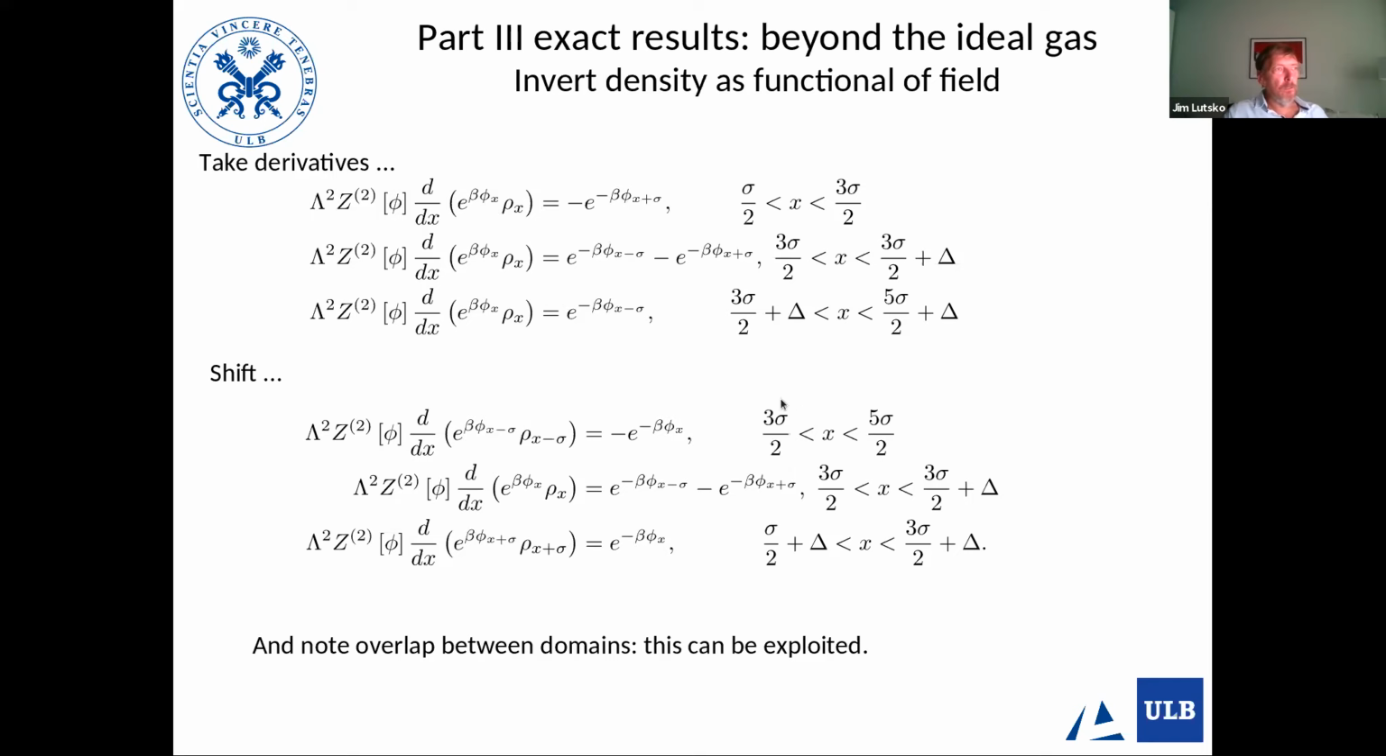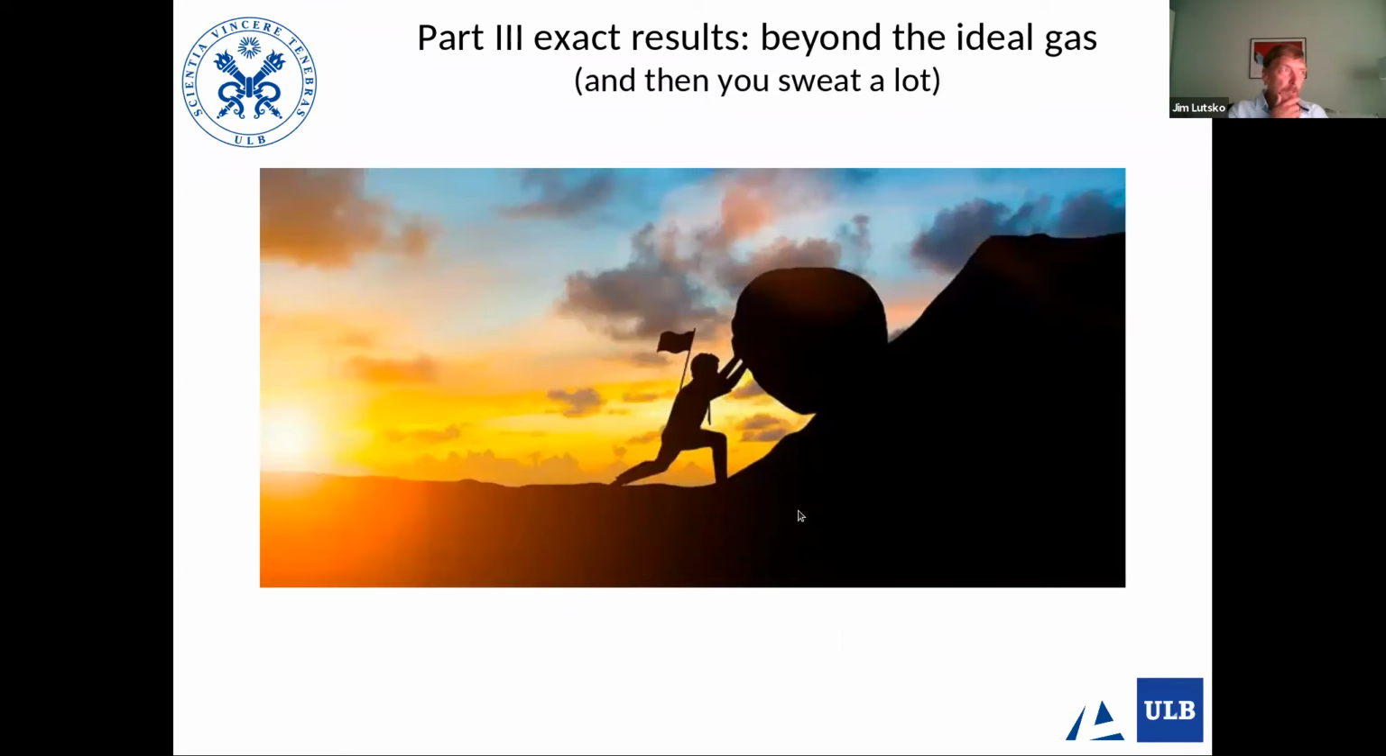And then you could notice the same thing here, but I get my results by looking here. You notice that some of these domains overlap. And so some of these expressions are valid in a small overlapping domain, and this can be exploited. And this is really the key to getting an exact result. So you can exploit this, and well, this is what I did for 2 months, and then you get this result.